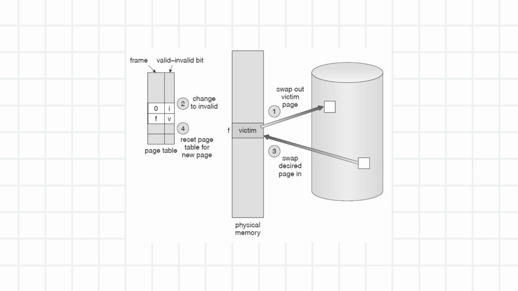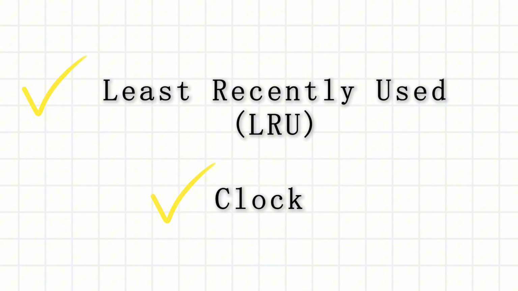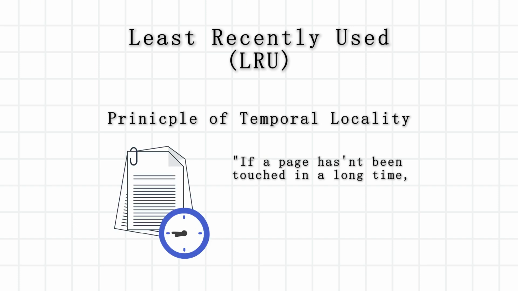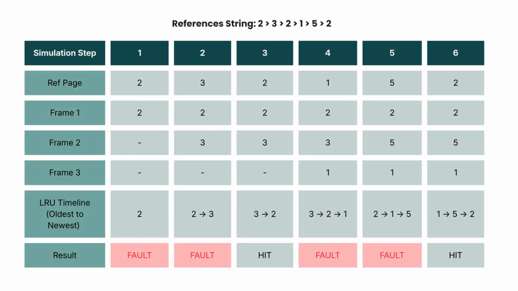Today, we are looking at how the OS handles this using two replacement algorithms: Least Recently Used (LRU) and Clock. First up is LRU. It looks backward in time. Based on the principle of temporal locality, it assumes that if a page hasn't been touched in a long time, it is safe to kick it out. Let's trace it using our new sequence.